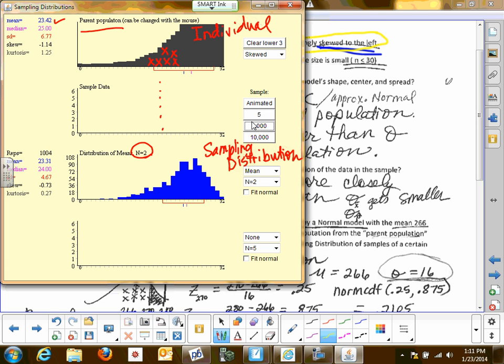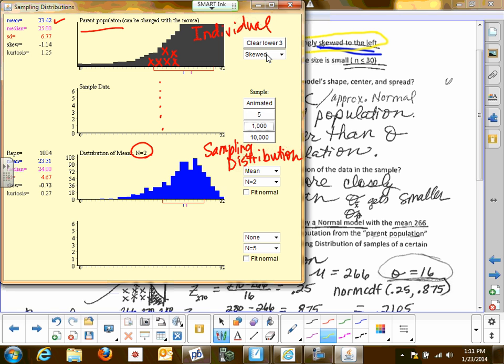Now look. Would you say this is still slightly skewed left? It is still skewed left. It's better, but it is still skewed. So see, if you've got a bad-looking parent model and you don't have sample sizes that are large enough, you will not overcome this poor shape, and you will still have a skewed distribution.